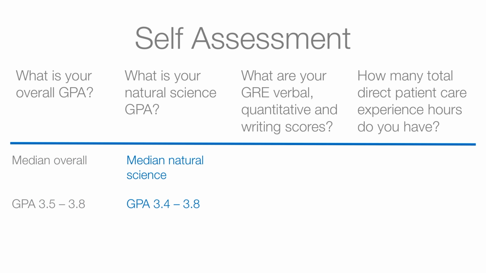The top-tier median natural science GPA is 3.4 to 3.8. Like the following, if your GPA is within this range, please mark this in yellow. GPAs above this will be marked in green. GPAs below this will be marked in red.